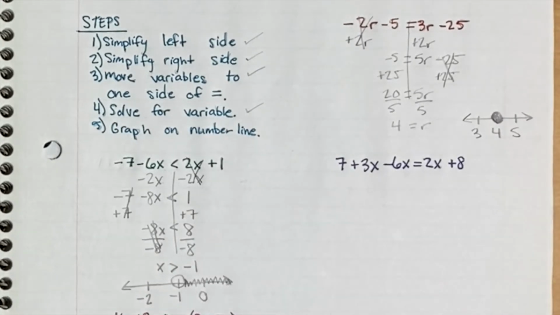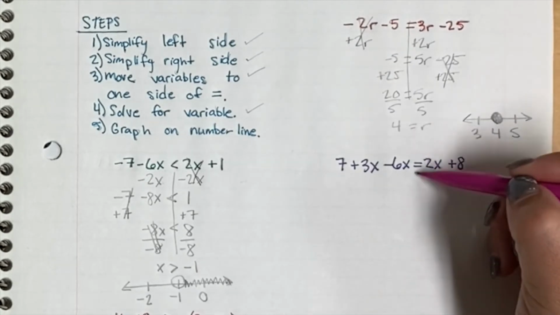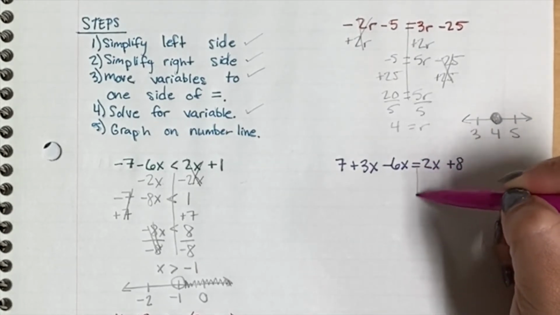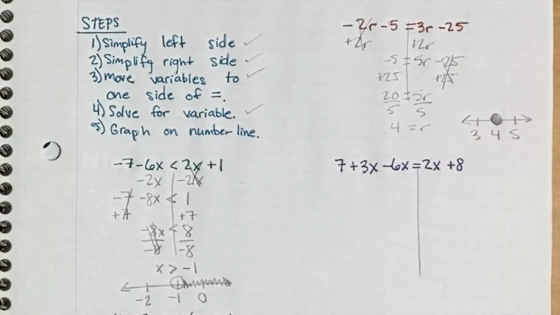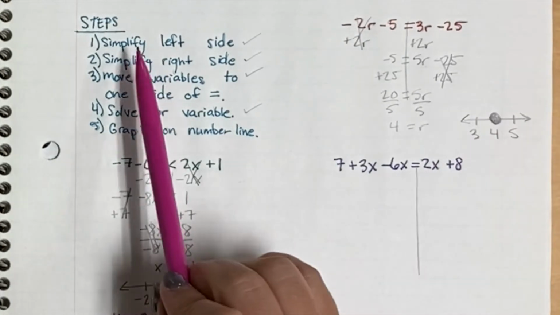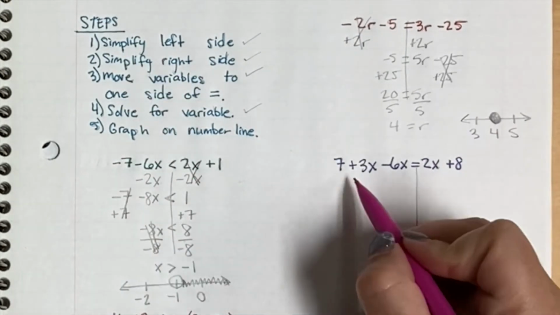All right, let's look at this one. First thing we need to do is split our equation or inequality at the symbol. I'm going to draw my line down. So I need to simplify my left side first. So I'm going to look at my left side.